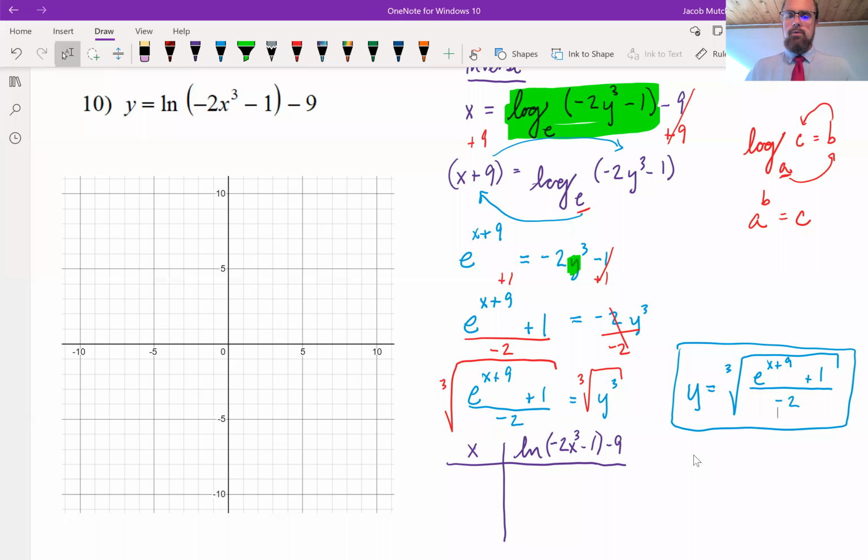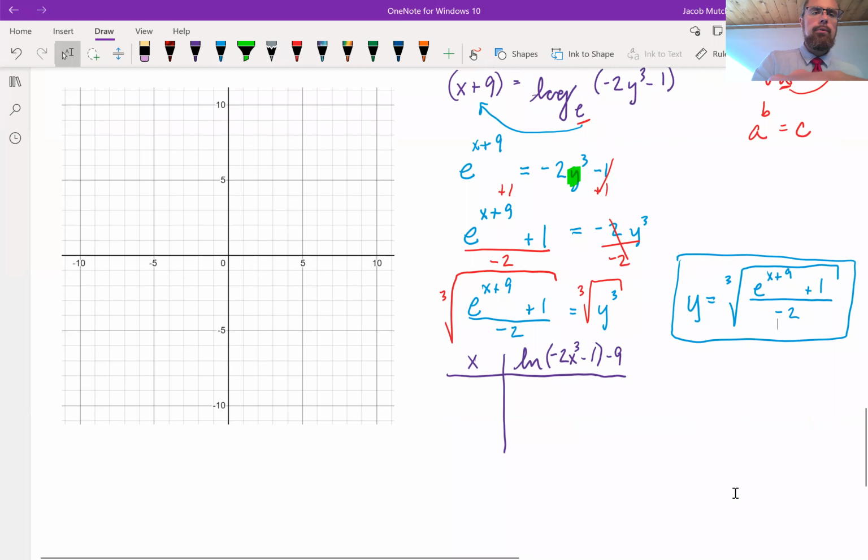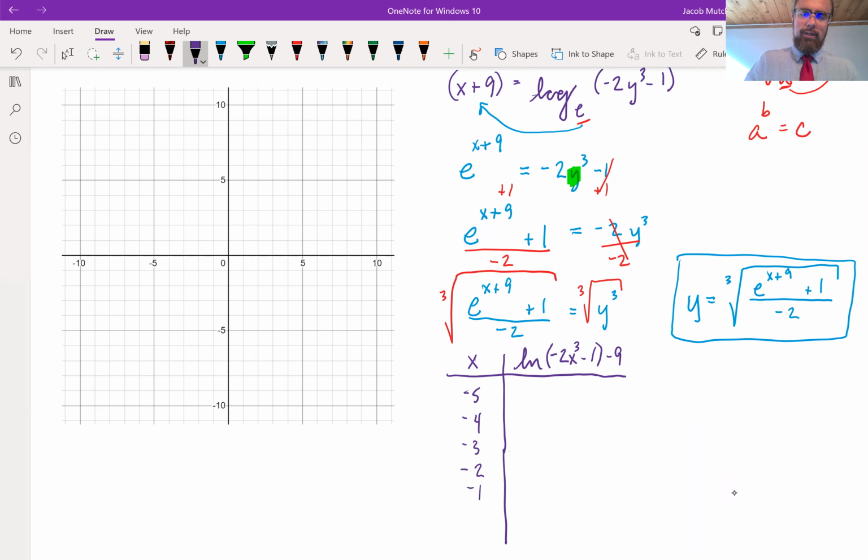Let's head back to our notes. Let's create some room for our table. We'll just recreate what we just saw. So negative 5, negative 4, negative 3, negative 2, negative 1, and 0. 0 was undefined. And then the values again, negative 3.5, negative 4.2, negative 5.0, negative 6.3, and at negative 1, negative 9. So we can graph that now.